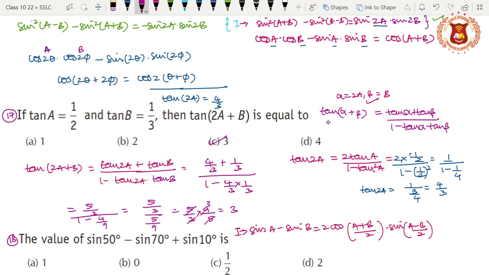Notice it very carefully here. Beta is B here, therefore it has to be tan B. I did a small mistake here. That's why you got the wrong answer there, but ultimately you got the correct answer here. Again, we move ahead to the next problem.